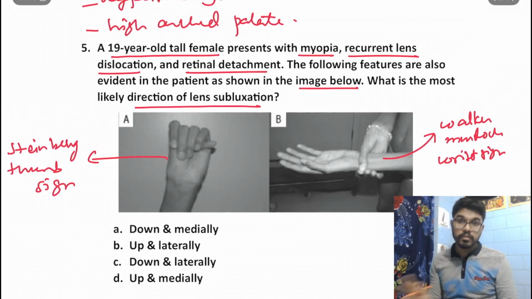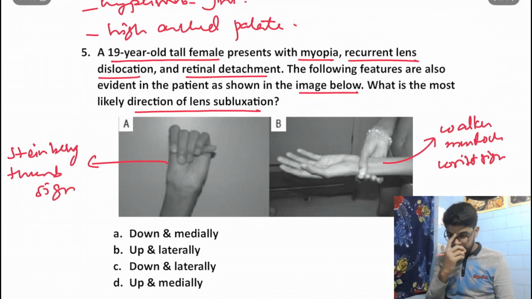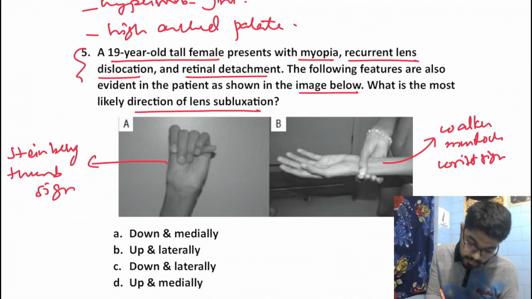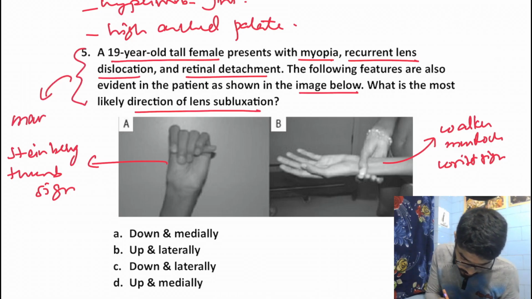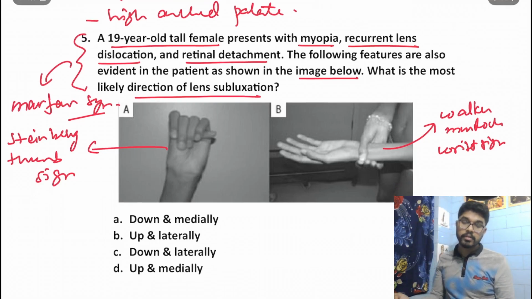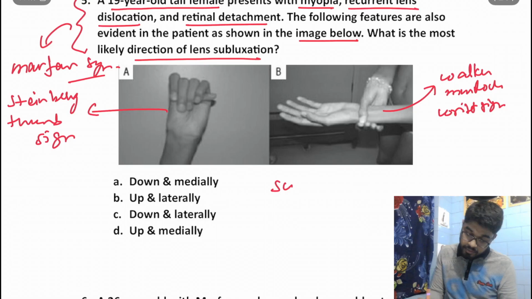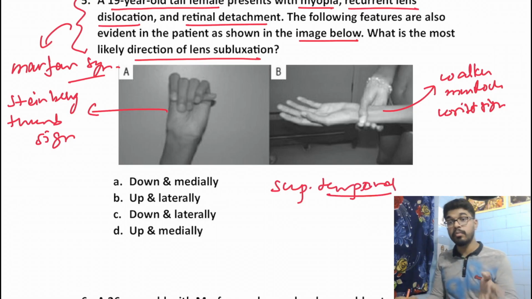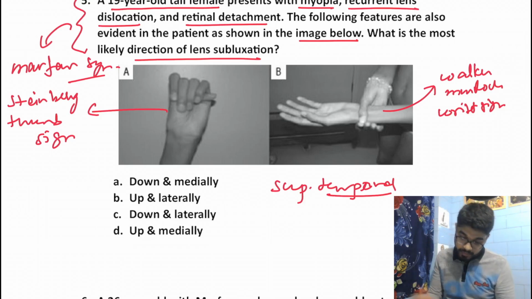So these two things are very much characteristic of Marfan, right? And moreover, myopia, recurrent lens dislocation, tall female, everything is suggestive of Marfan syndrome. In Marfan syndrome, what is the direction of subluxation of a lens? It is superotemporal, that is upwards and outwards. So it is up and lateral. B should be our answer.